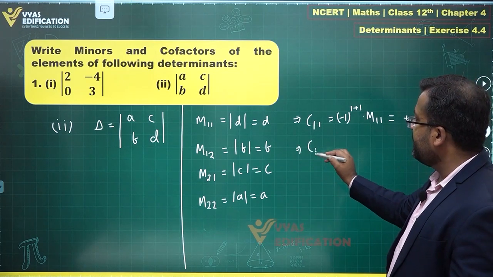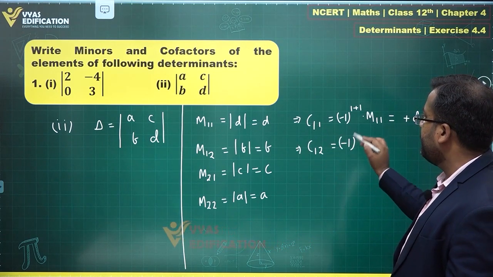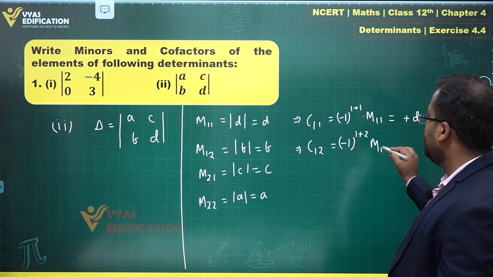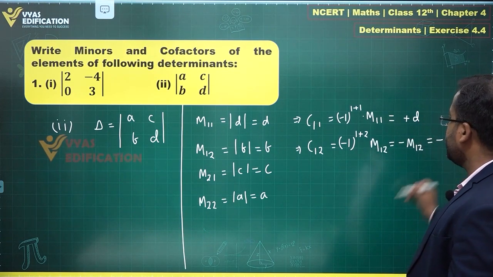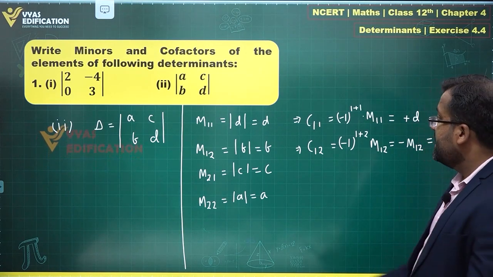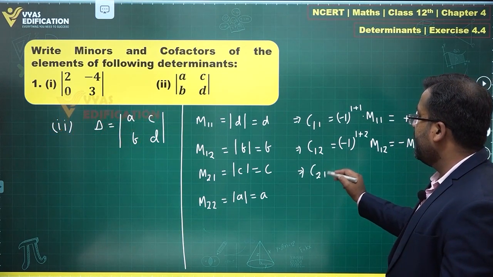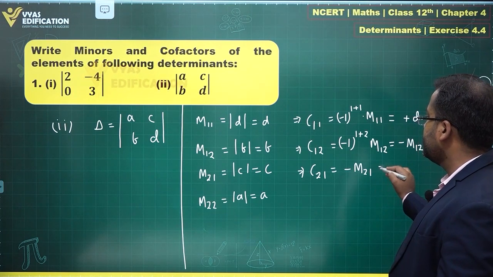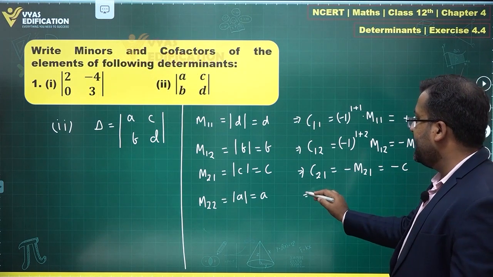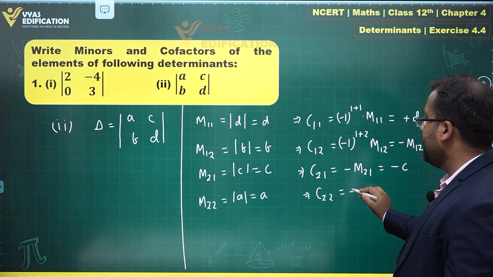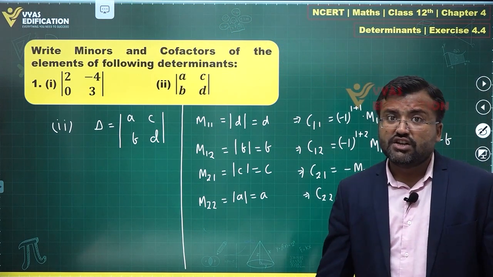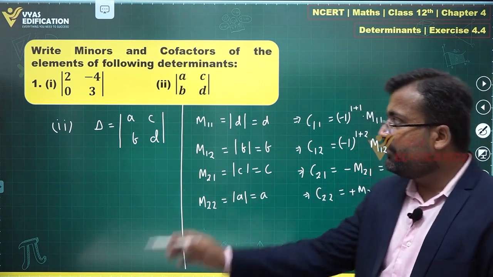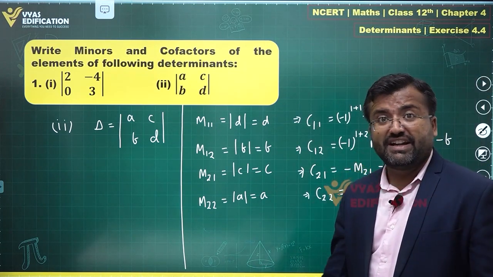Okay, this gives me C12 will be equal to what? -1 power 1 plus 2 M12, which is equal to minus M12, which is minus B. Right? C12 is minus B. Similarly, C21 is minus M21, which is equal to minus C. And C22 is plus M22, which is plus A. That's what you have, right? So these are the minors and cofactors of all elements of the matrix given in 2.